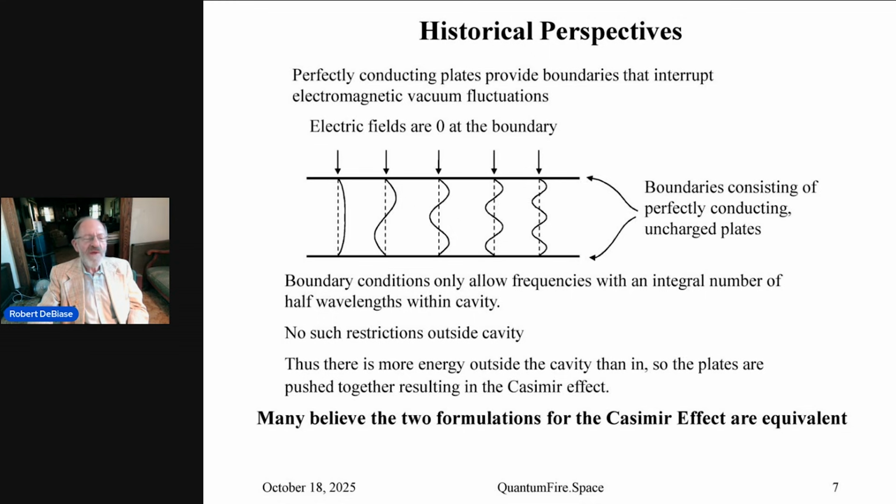And so the voltage is 0 on the plates. It gets grounded. And so only a whole number of half wavelengths can be within the plates. But there's no such restriction outside the cavity. And so there's more energy outside the cavity than in. So the plates are pushed together, resulting in the Casimir effect.